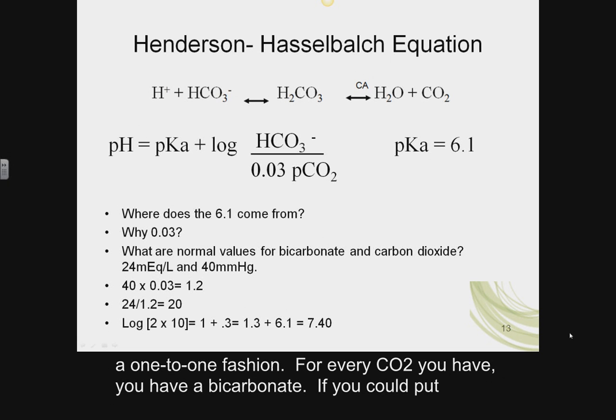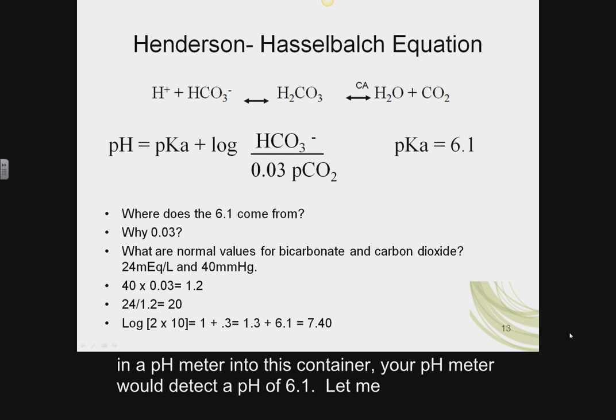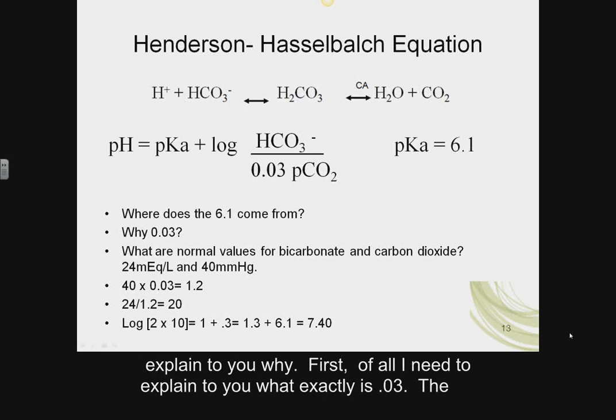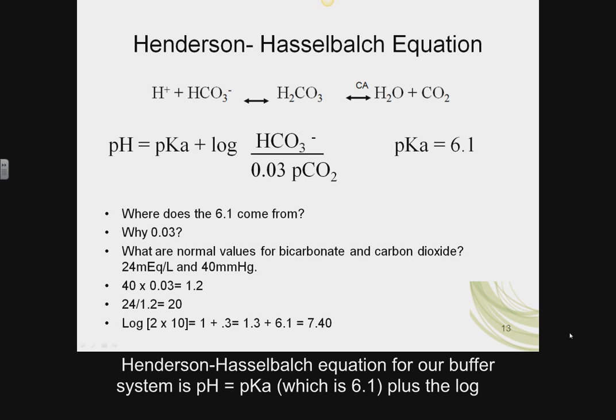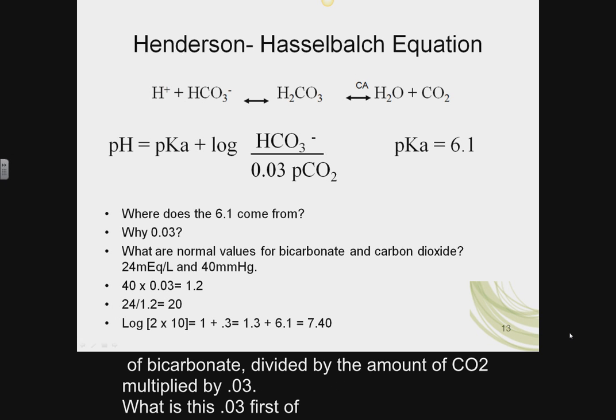So let's explain why. First of all, I need to explain what this value of 0.03 is. The Henderson-Hasselbalch equation for our buffer system, as shown up here, is pH equals pKa, which is 6.1, which I'll explain in a little bit, plus the log of bicarbonate divided by the amount of CO2, which is multiplied by this number, 0.03. What is this 0.03?